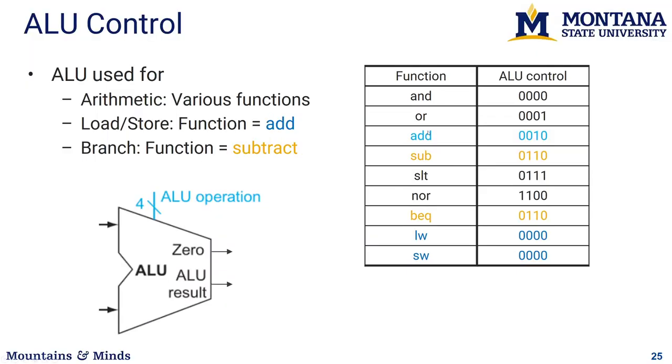If we're performing different operations using the ALU, the code we pass to the ALU is going to be different, and based on those bits, the ALU will do different things. So for AND, we can pass this ALU control, for OR, this ALU control. For AND, we'll use this, and you'll also see that it's the same thing.